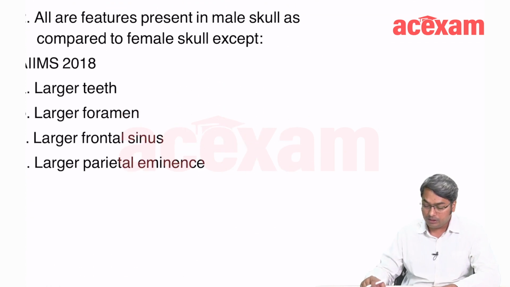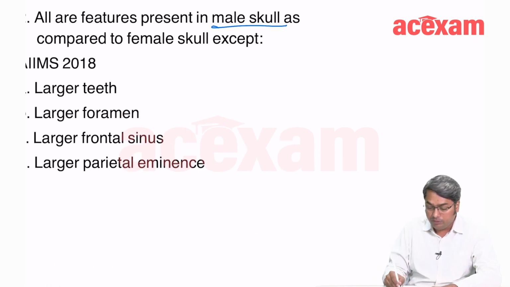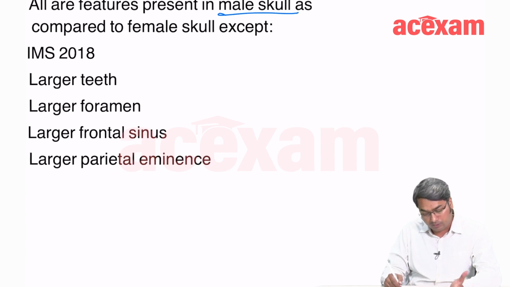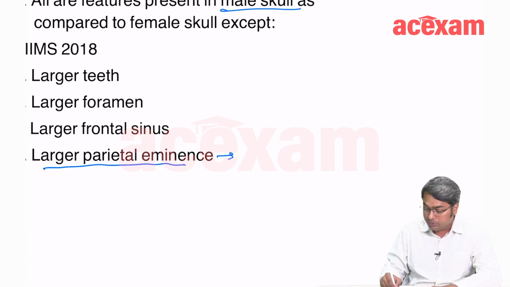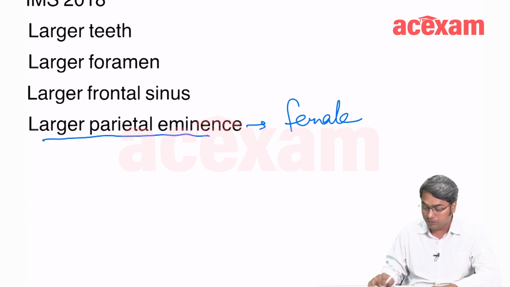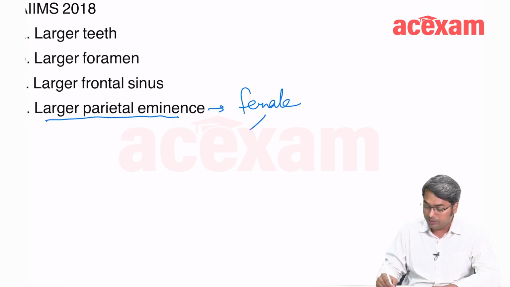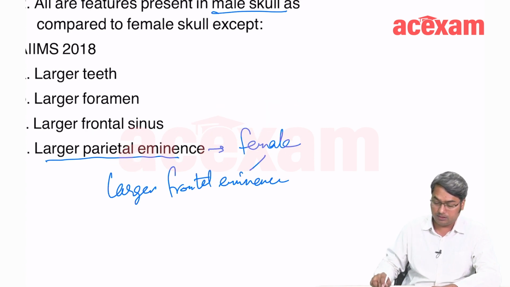Next, all are features present in a male skull as compared to a female skull, except: larger teeth are present, larger foramen is present, larger frontal sinus is present, but larger parietal eminence is present in females. In females, they have larger parietal eminence and also larger frontal eminence. Otherwise, all other features are larger in a male skull. Larger frontal eminence is the answer.